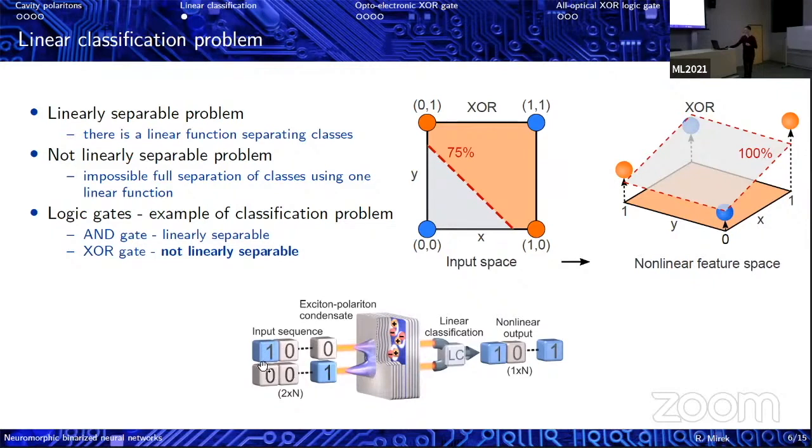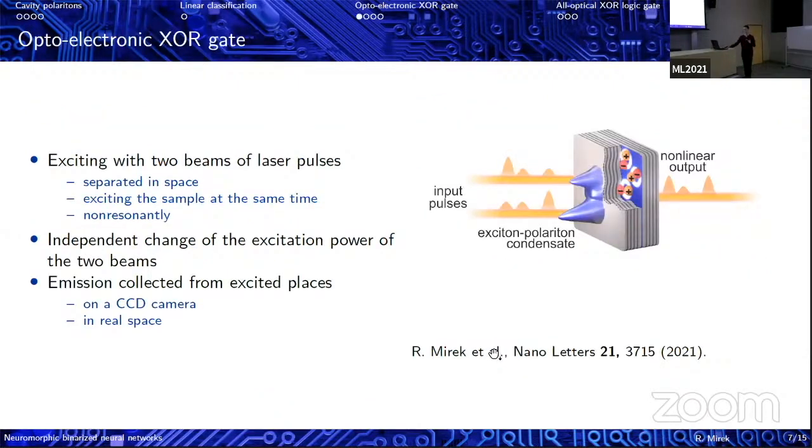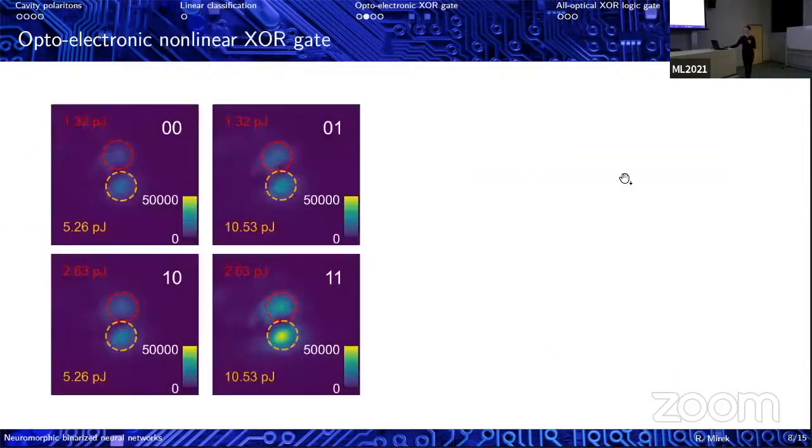We will have some pulses with smaller and larger power, which will encode logic 0 and logic 1. They will create exciton-polariton condensates, and then we will perform linear classification on this nonlinear response. And then we will get the nonlinear output. So this is the first scheme of the experiment. We have two beams of pulses, which are separated in space. These two beams go onto the sample at the same time, and we measure the nonlinear output.